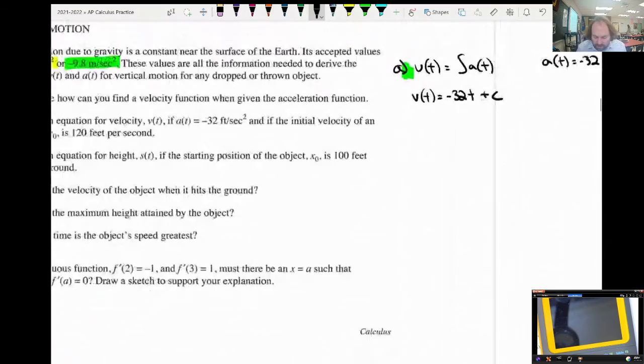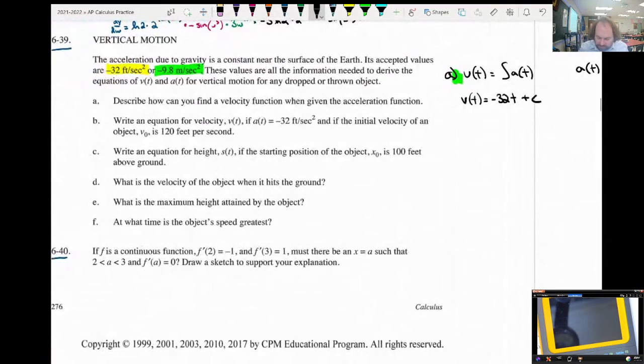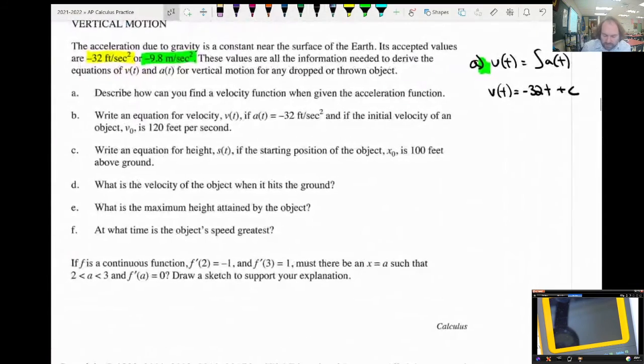Now the key here is the plus c. That's what's going to make every velocity function a little different, because every function has a different constant or initial velocity going on there. Usually in these cases, the c is what we call our initial velocity or a beginning.